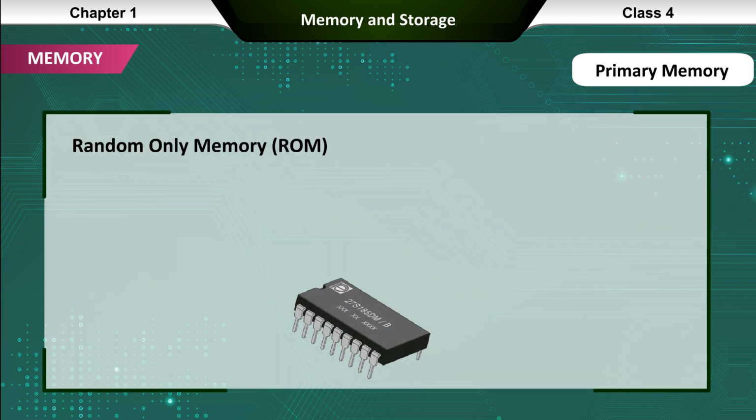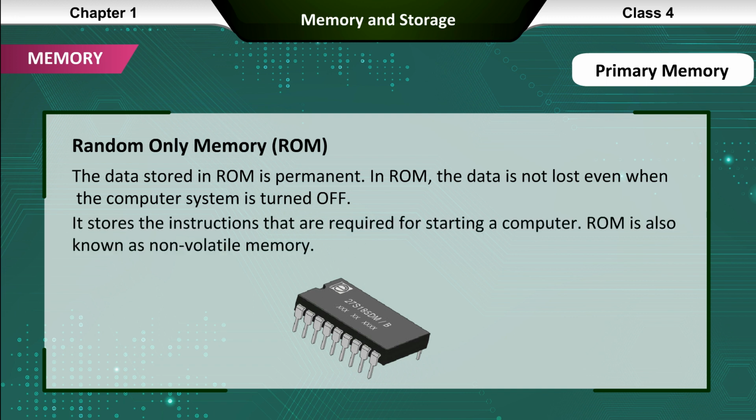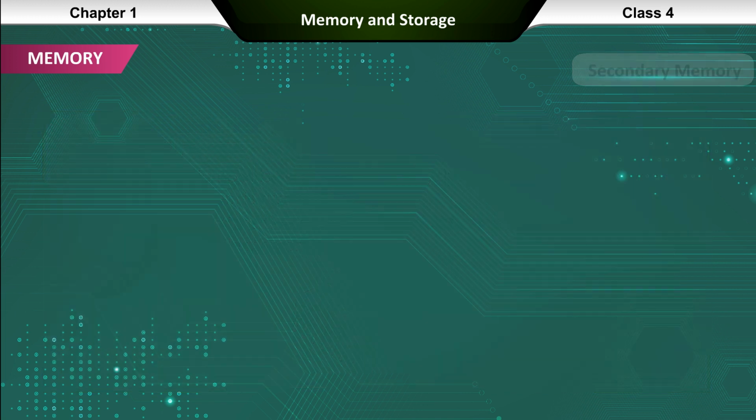Read only memory, ROM. The data stored in ROM is permanent. In ROM, the data is not lost even when the computer system is turned off. It stores the instructions that are required for starting a computer. ROM is also known as non-volatile memory.